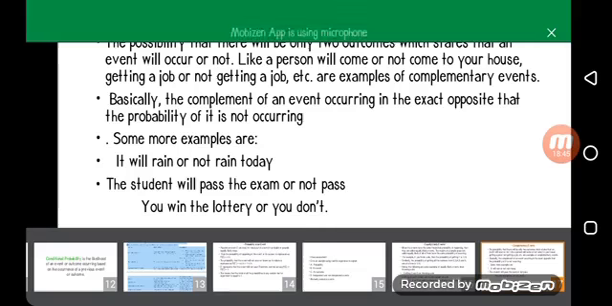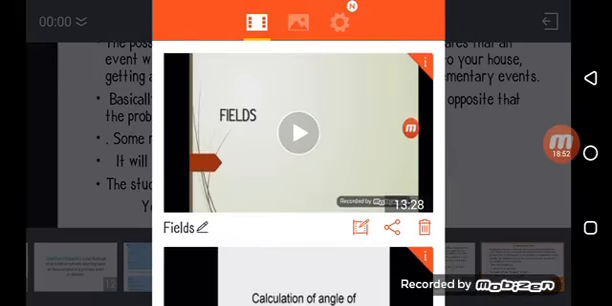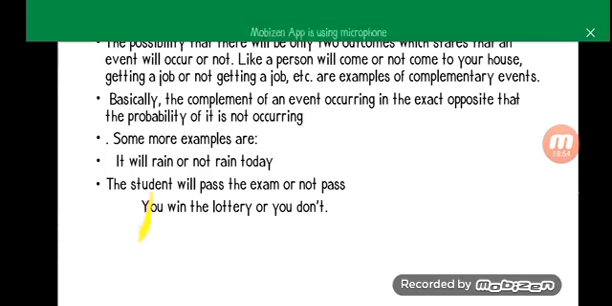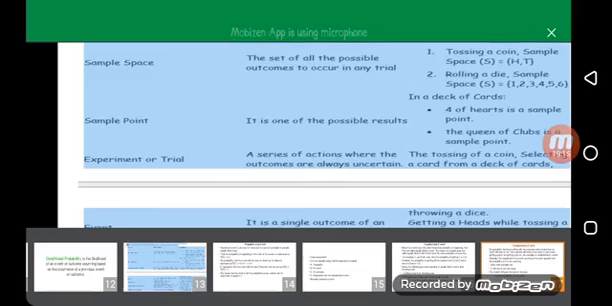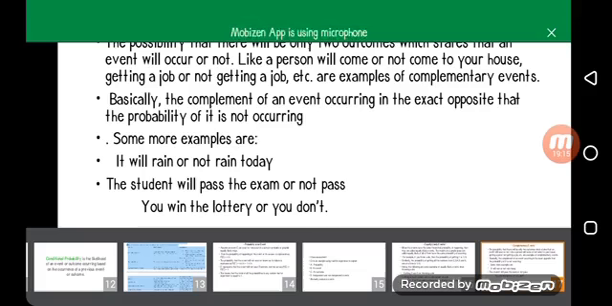The next one we have is complementary events. I'm going to cite an example because I've sent the material. I talked about complementary events when I was giving this diagram. Complementary events are those where, when one event is happening, the complement of it is that event not happening. Do we understand?